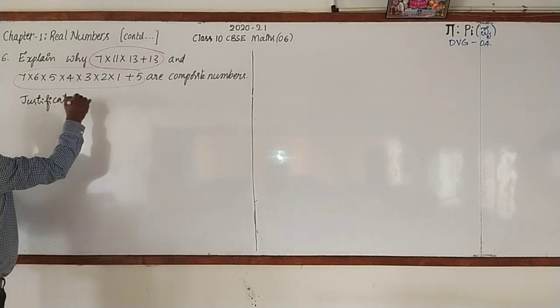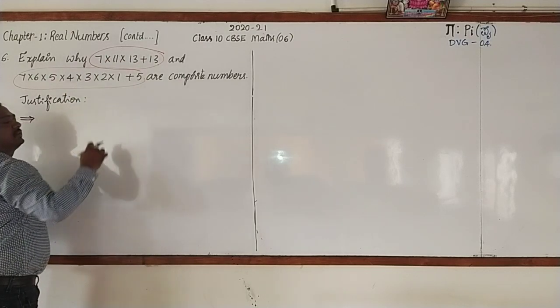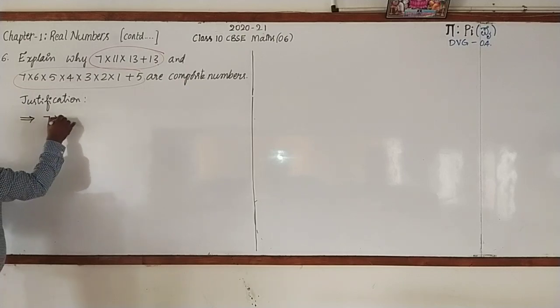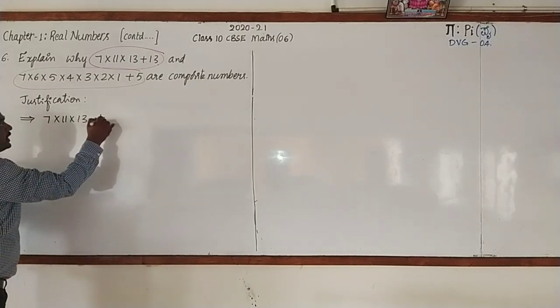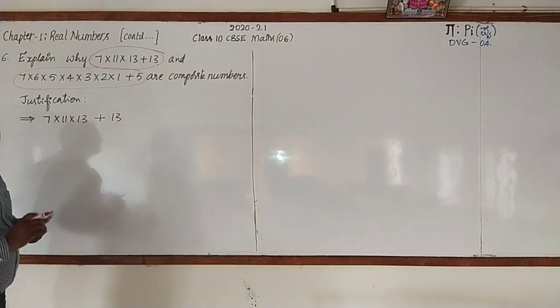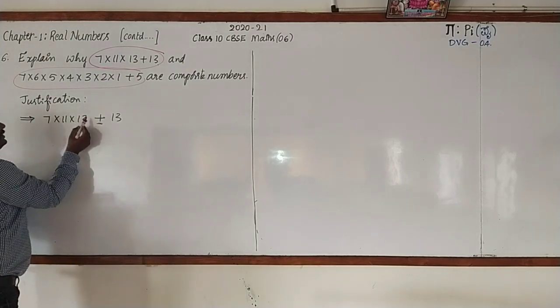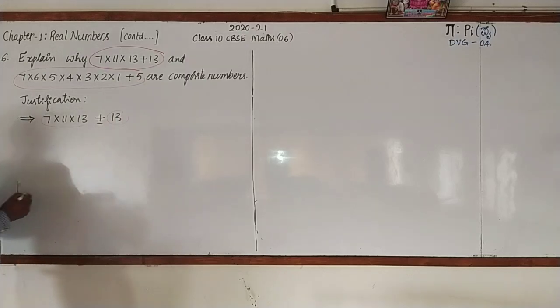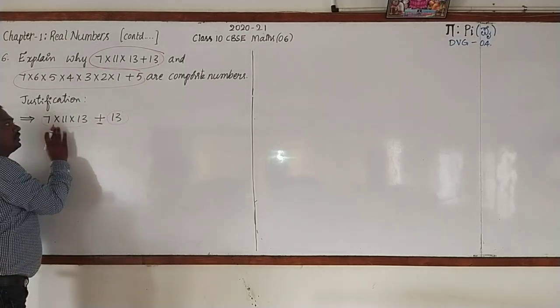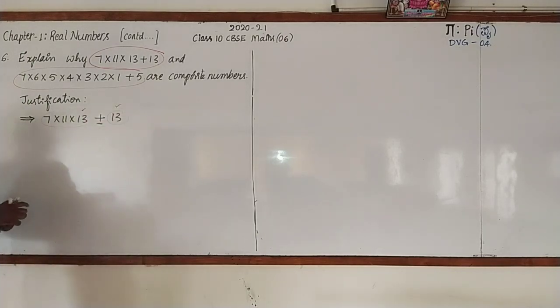Justification. Let us take the first number. Why is this composite? So 7 into 11 into 13 plus 13. Here could you tell how many numbers are there? There are 2 numbers which are separated by the plus sign. This is one number and this is another number. And when you observe, you can come to know what is common in these 2 numbers? 13 is common. Hence I will go for taking 13 as common factor.